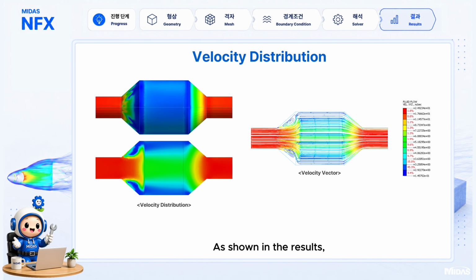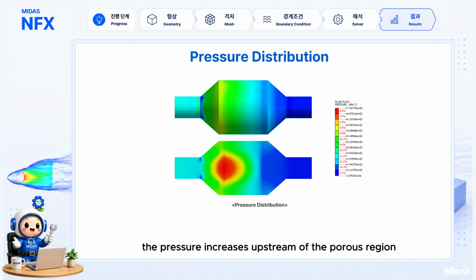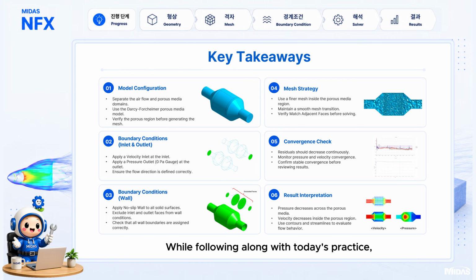As shown in the results, the incoming high-speed airflow slows down significantly as it passes through the porous media. At the same time, the pressure increases upstream of the porous region due to the flow resistance introduced by the porous material. This demonstrates how porous media effectively models pressure loss and flow resistance without explicitly resolving the detailed internal pore geometry. While following along with today's practice, please make sure to remember these key points.